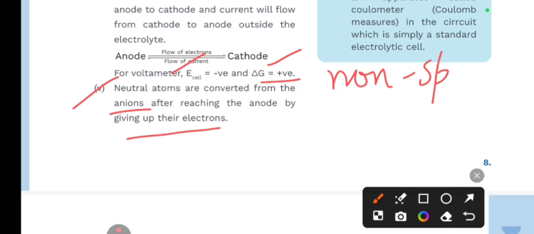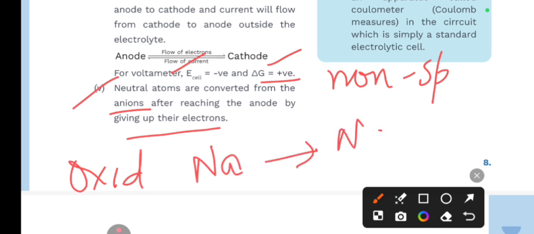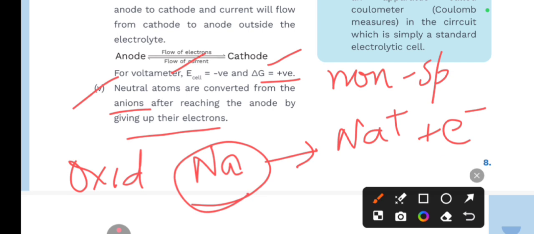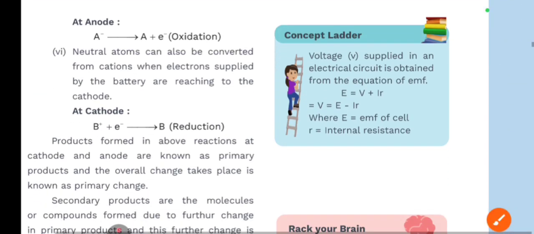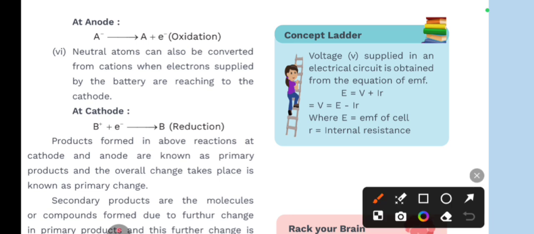During oxidation any element will lose electrons. Suppose Na gives Na+ plus an electron. So every neutral atom is always losing an electron at the anode. But the opposite will take place at the cathode. Why? Because at the cathode reduction will take place, and reduction means gain of electrons. So a B+ ion will take an electron and give B.